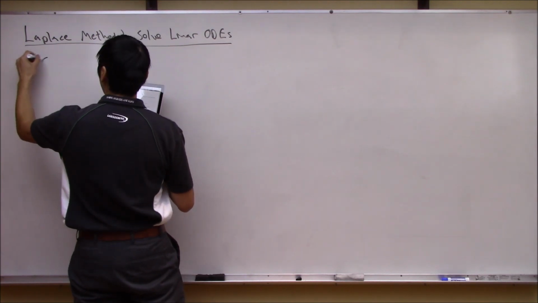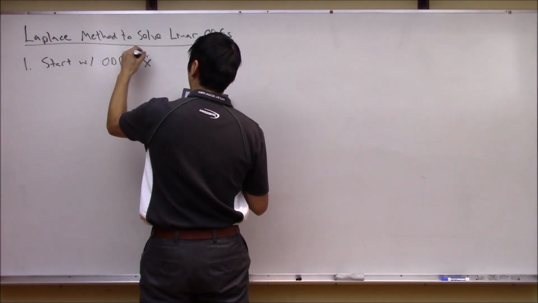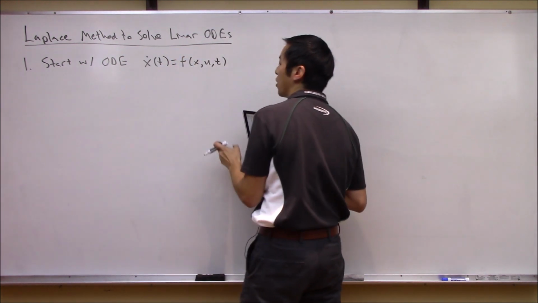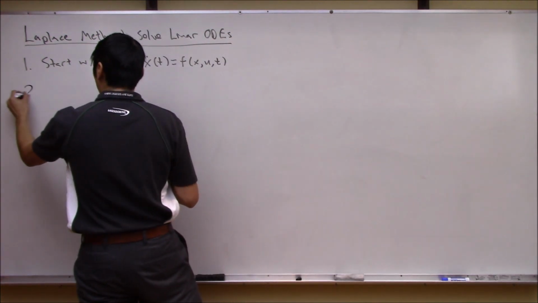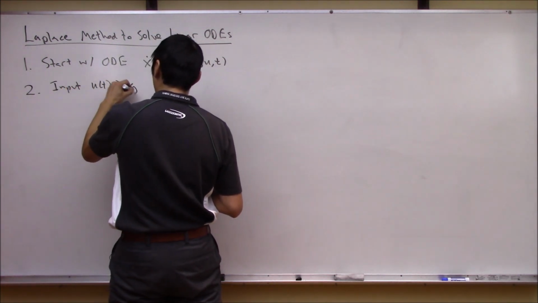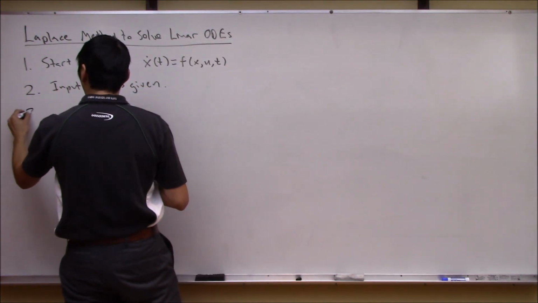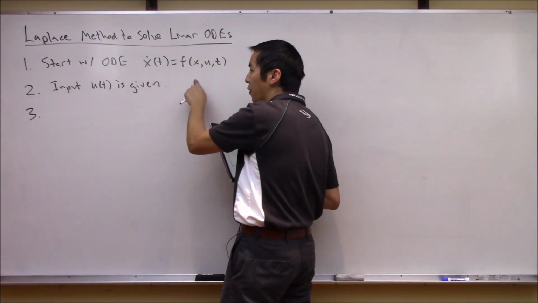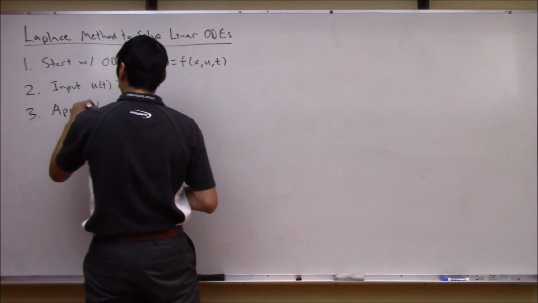So what we're doing here is you start with the ODE. This is of the form something like x dot of t is equal to some f of x and u of t, and usually this f is going to be linear in x and u, so you can have a linear ordinary differential equation. The next thing here is the input u of t is given, so you know what external inputs you're subjecting your system to. Once you do that, the way to take this differential equation and make it into something easier is you're going to apply the Laplace transform.